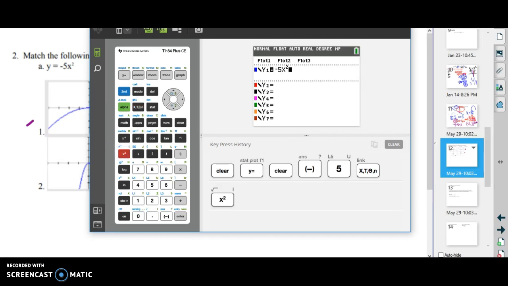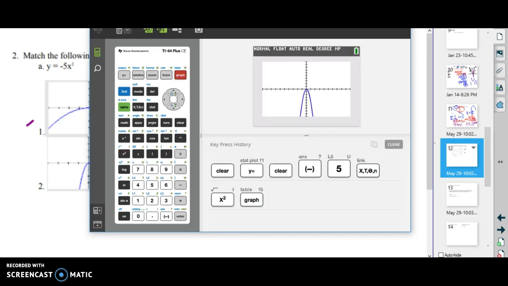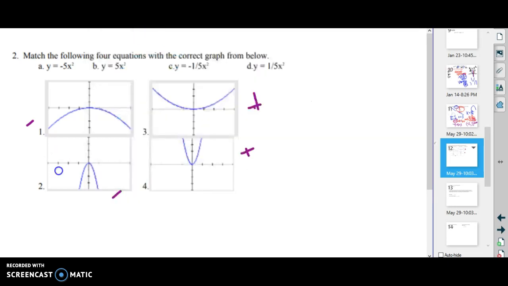Okay, now I want to see what that looks like. Right off the bat, I know that that is going to be upside down. So here I'm going to graph it. Oh, look! It's the thinner one. Okay, so that means A goes with this one. So that means C must go here.